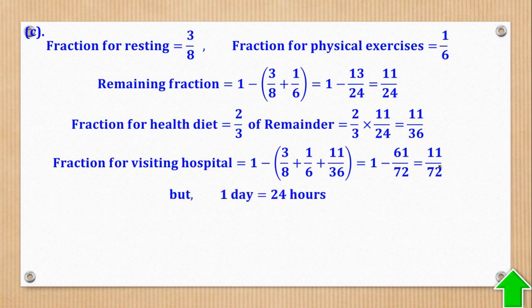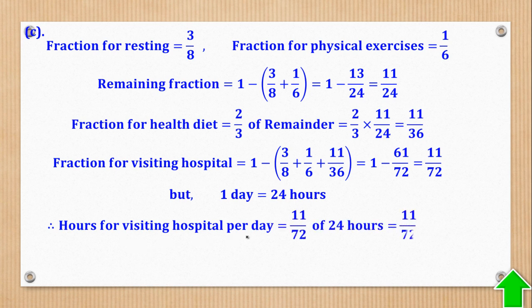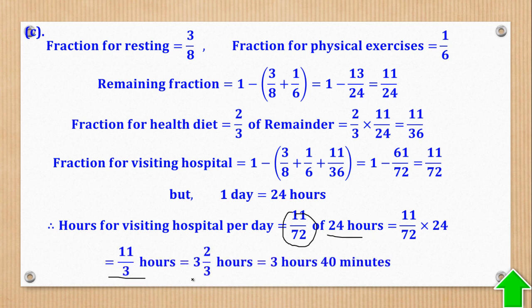But a total one day has 24 hours, so we can say that hours for visiting the hospital per day will be 11/72 times 24, which gives you this, which is 3 whole numbers and a third, which is 3 hours and 40 minutes. And that's what they wanted.